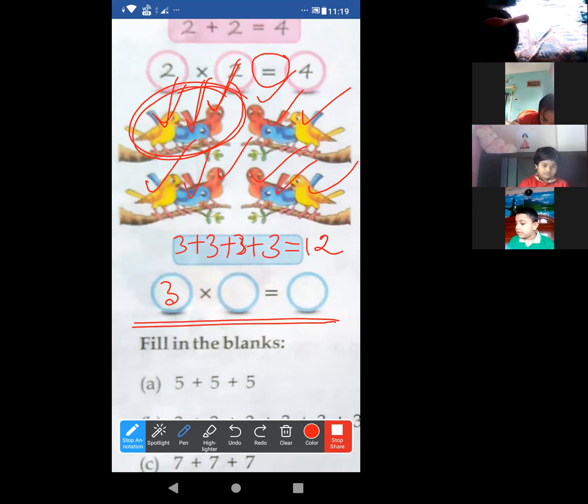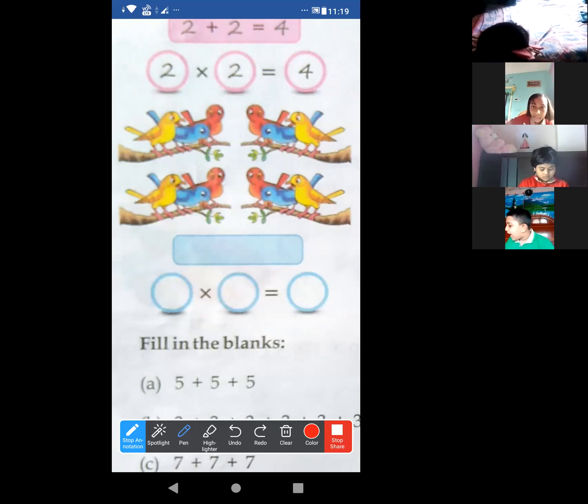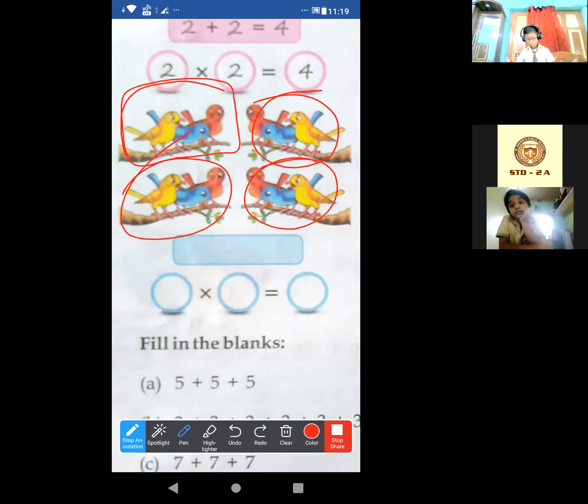But I explained about this multiplication also, how to do it. Look, basically, we have to look at one branch, not all of them. Only in one. Listen to me very carefully. Only in one, and there, how many birds are there? Look, 1, 2, 3. So write 3 over there. Is it clear?